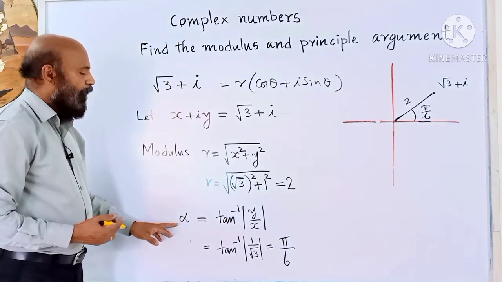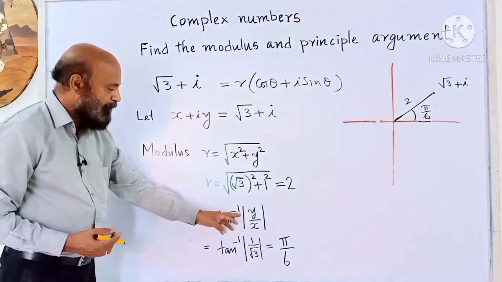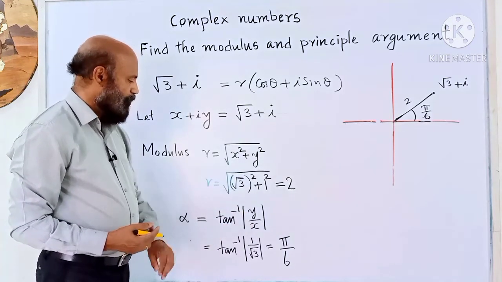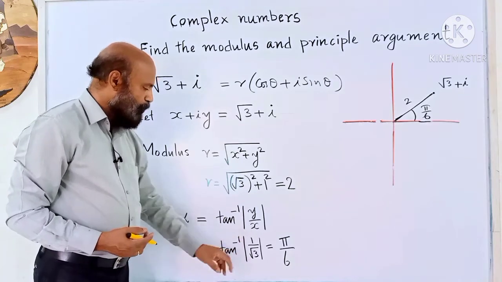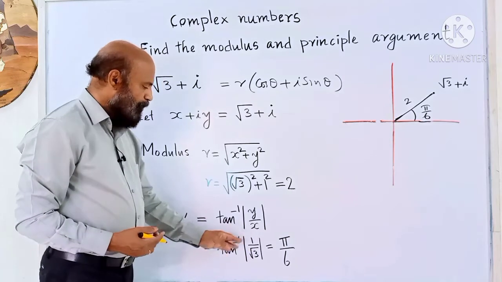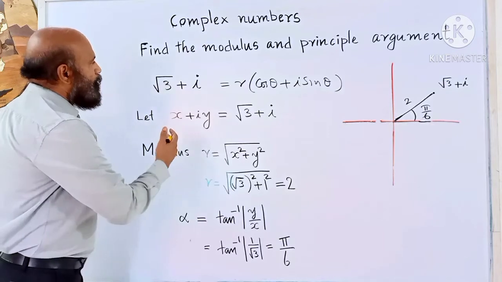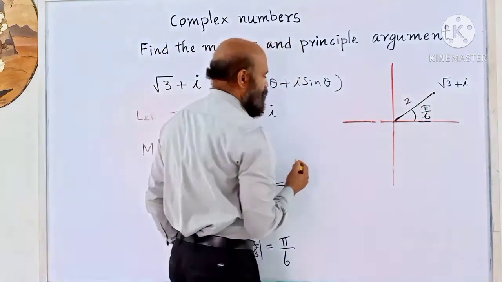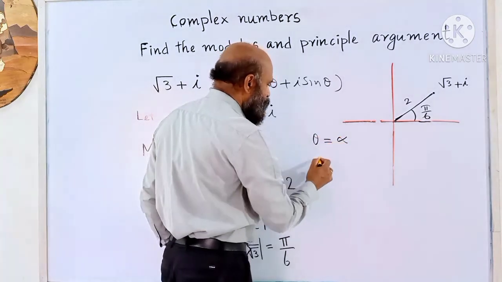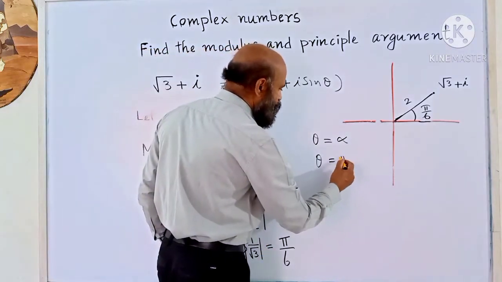Then the argument is found by getting alpha first. Alpha is tan inverse of modulus of y by x. Y is 1, x is root 3, so 1 by root 3. The modulus of 1 by root 3 is 1 by root 3. So tan inverse 1 by root 3 is pi by 6. Here the complex number is in the first quadrant. If the complex number is in the first quadrant, theta is the same as alpha. So theta is pi by 6.